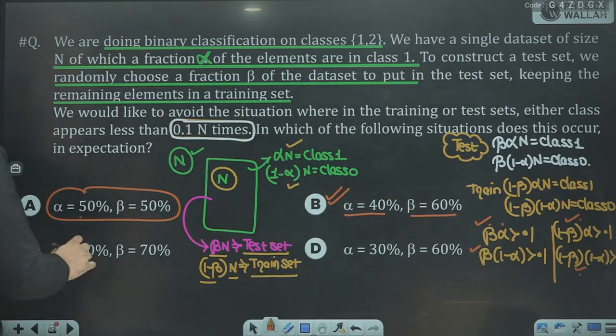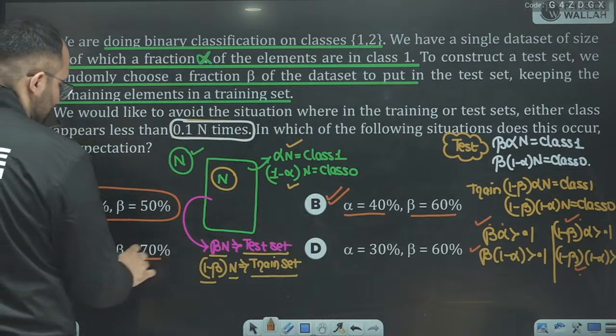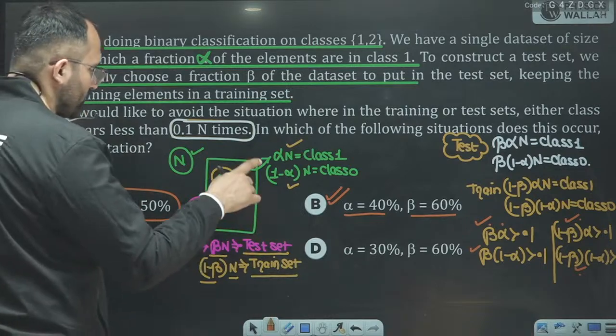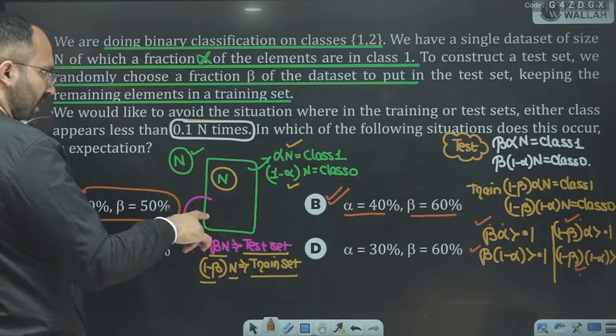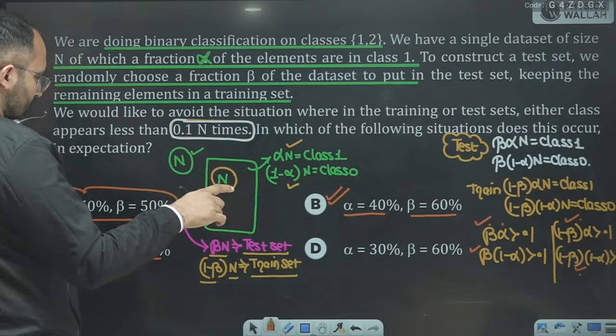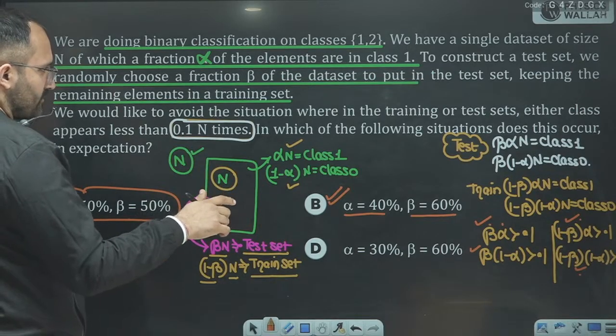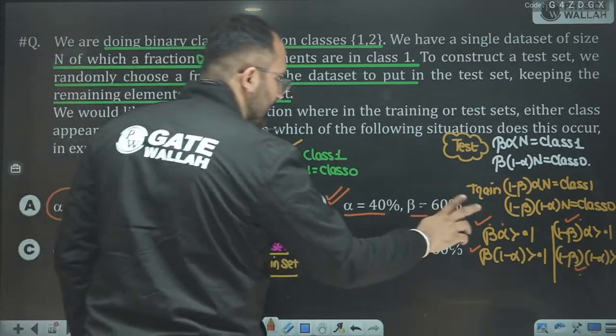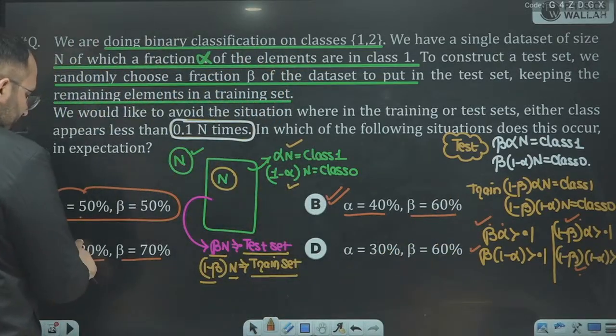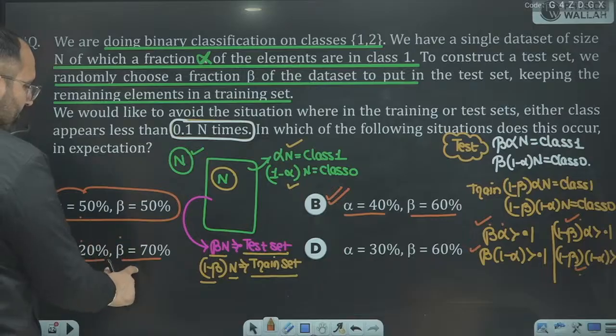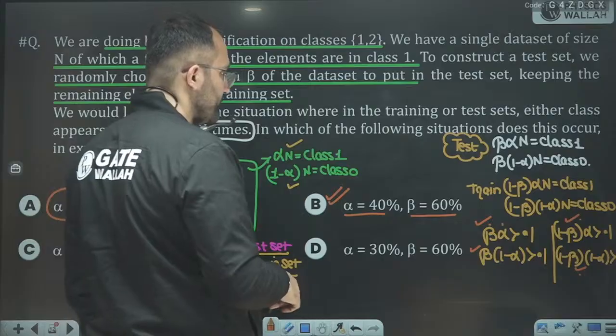What about this? Alpha is 20%, beta is 70%. So alpha into beta greater than 0.1, valid. Yeah, but this will fail in one situation because alpha is 0.2, 1 minus beta will be 0.3. So this will fail.